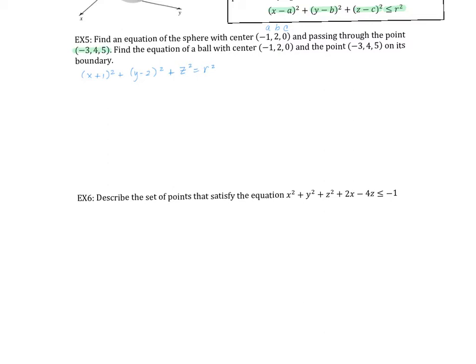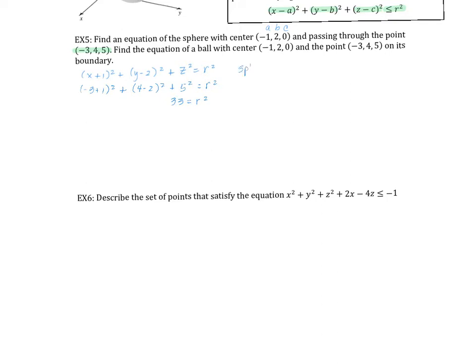So all I have to do is simply put in negative 3 for x, 4 for y, and 5 for z, and I can find my r squared. So this is going to be 4 plus 4 plus 25. It turns out to be 33, I believe. Notice that I really don't need to find out what r is. All I had to do was write the equation of this sphere. So I just needed the r squared.